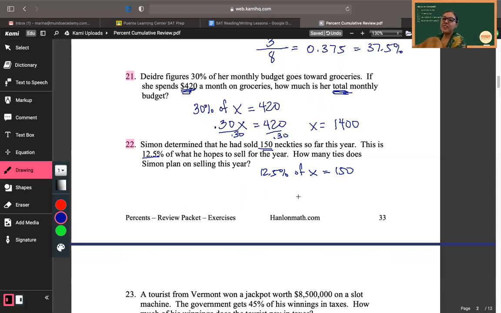So from there, what we're going to do is just turn it into a decimal. So we're going to put 0.125 times x is equal to 150. And then we're going to divide both sides by 0.125. So 150 divided by 0.125, that's 1200. So he wants to sell 1200 ties for the year.